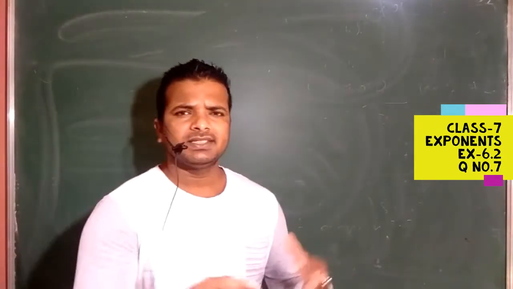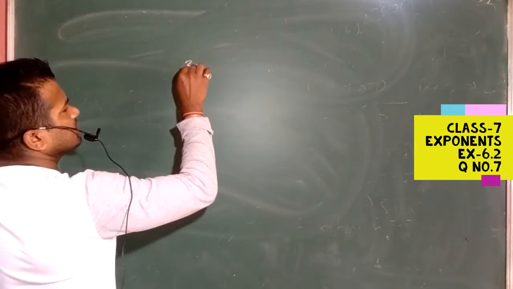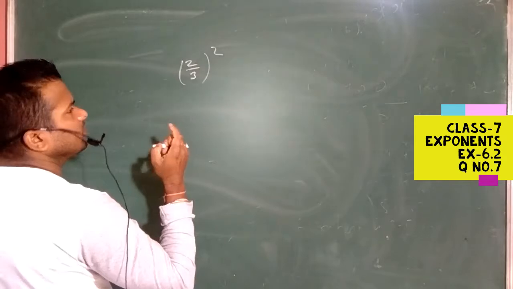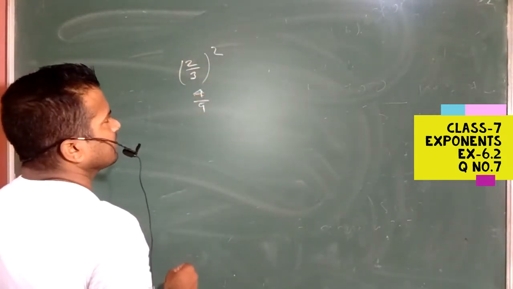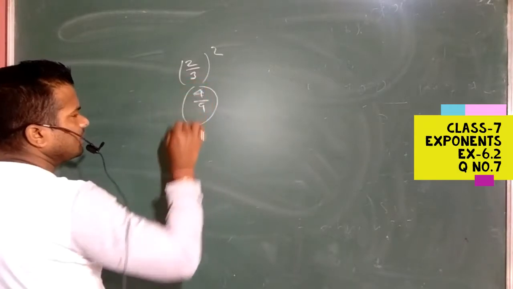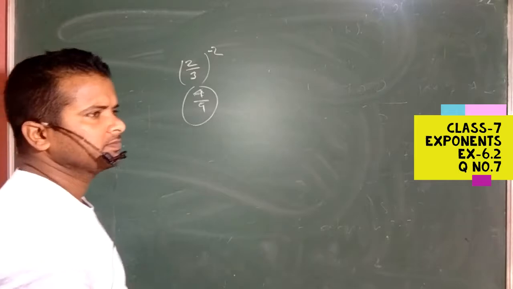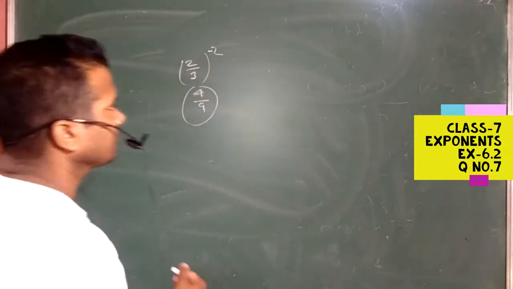For example, let us take 2 by 3. If it is 2 by 3 power 2, so simply we used to do 2 squared is 4 and 3 squared is 9. But in this chapter we are going to do 2 by 3 to the power minus 2. Let us take an example. Just it is minus 2.